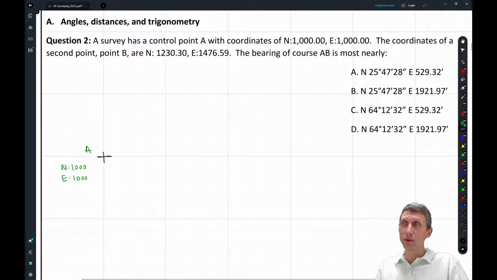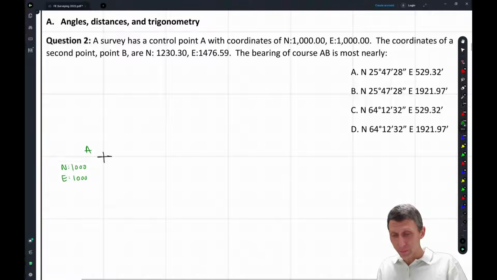Sometimes if you're not referencing a state plane system, you might just pick an arbitrary value. So I'm picking this point, and I'm going to say we have a bearing, of course, AB. And point B specifically is going to be over at north 1230.30 and east 1476.59. So what I'm going to do is I'm just going to plot that, right?